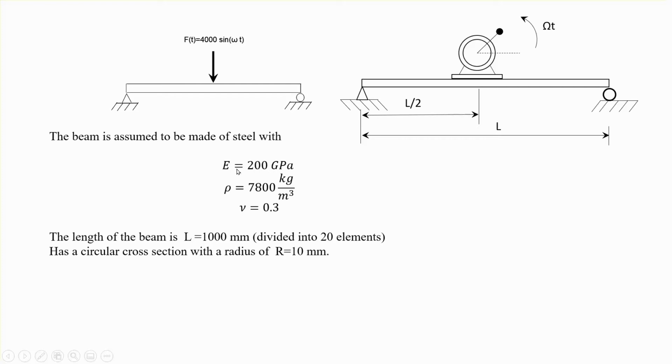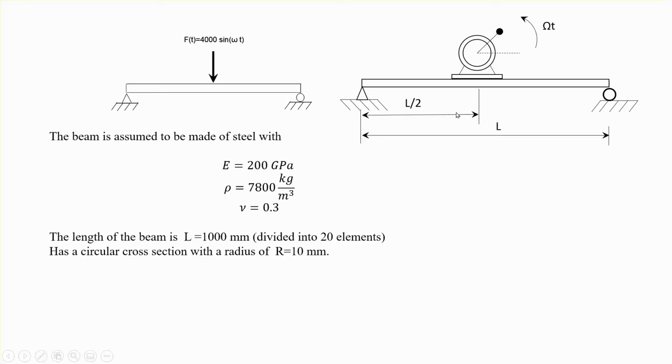I'm going to be assuming that this is a linear elastic material, so we're dealing with Young's modulus, Poisson ratio, and we need the density too, because this is a dynamic problem. You need natural frequencies, and we're going to be needing the density. The length of the beam is 1,000 millimeter, a meter, think about it like that, and it's divided into 20 elements, and the cross section is circular.